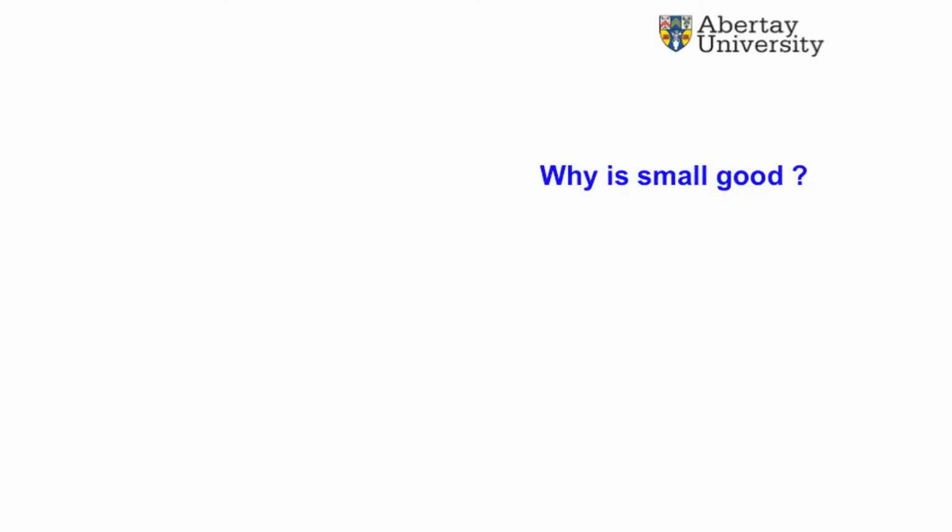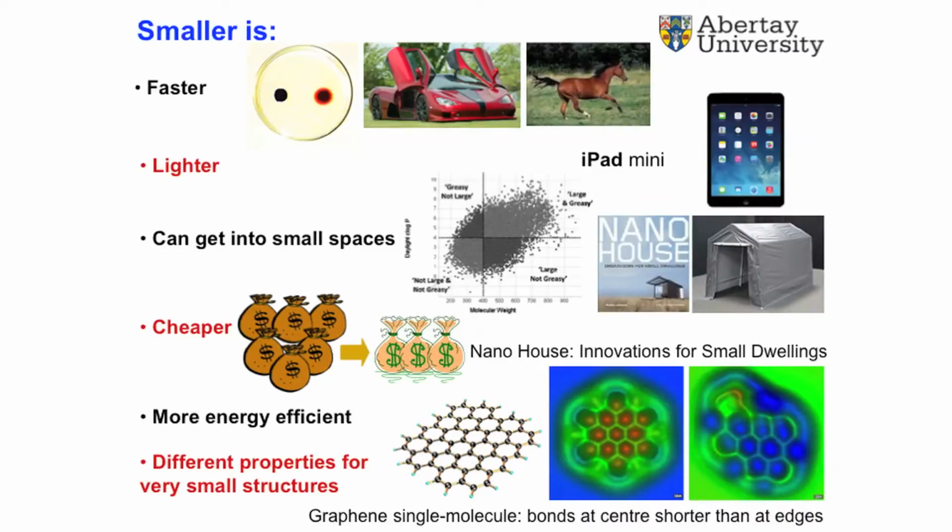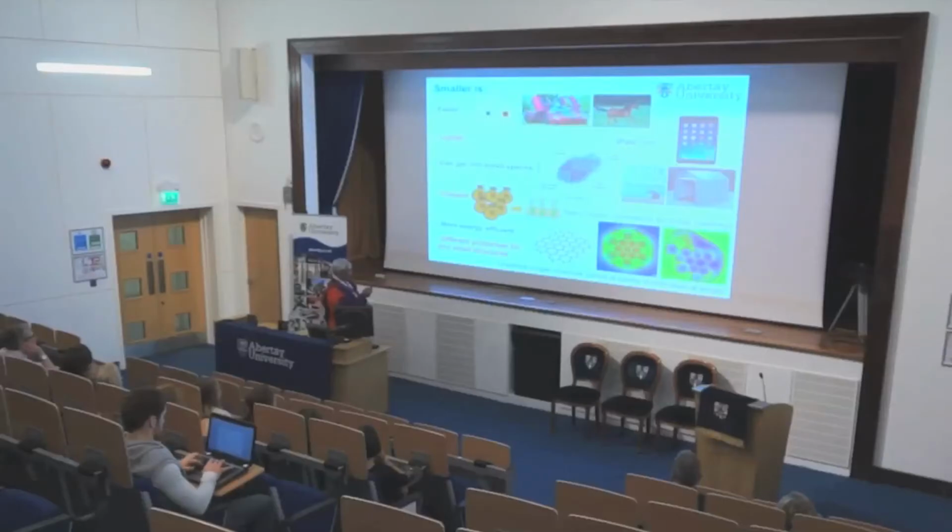Why small? Small is good. Small is beautiful. It is faster. Don't you believe? There is a dye. The red one is potassium permanganate. Low molar mass. It diffuses faster. Methylene blue dye stays inside. It moves faster. It is lighter. Can get into smaller spaces. It's cheaper. And it's much more energy efficient.